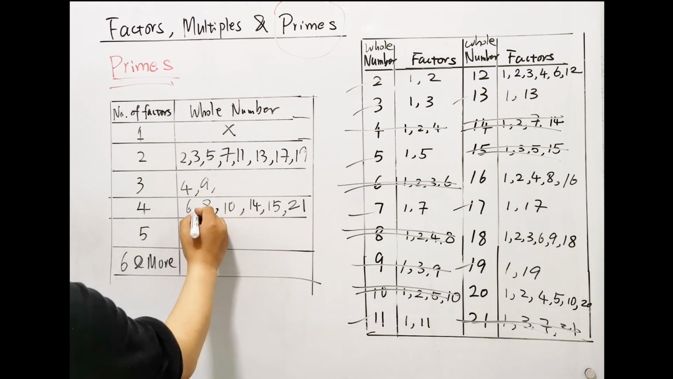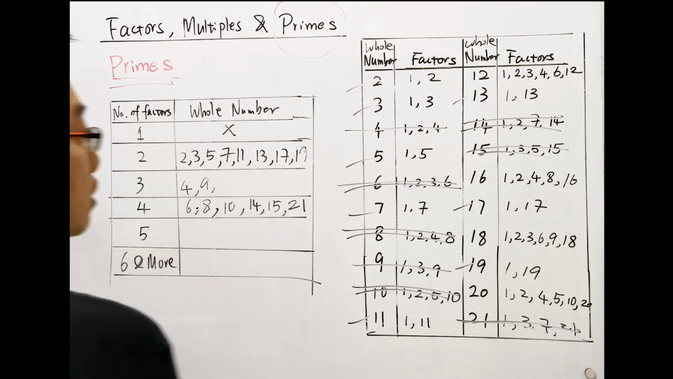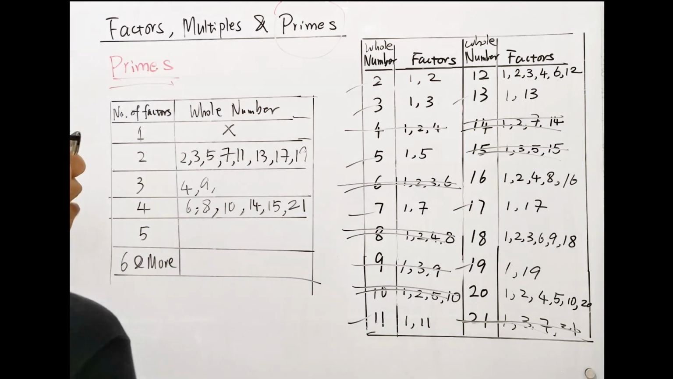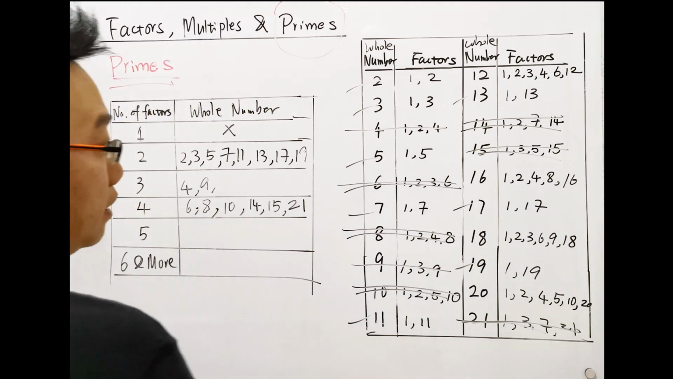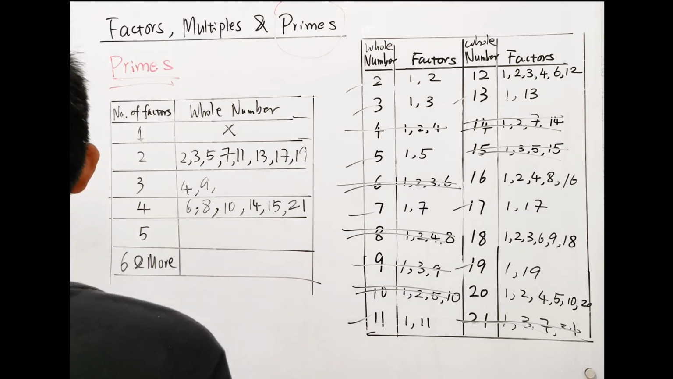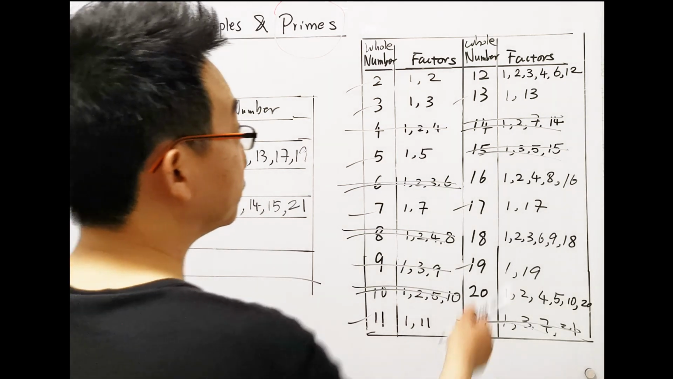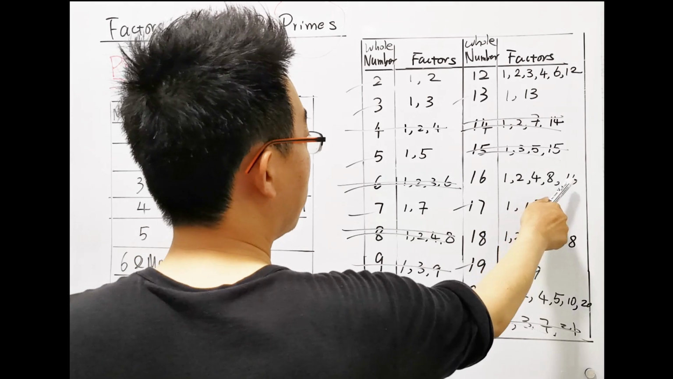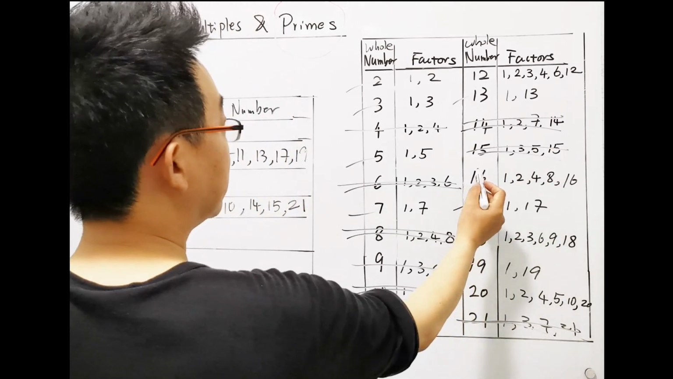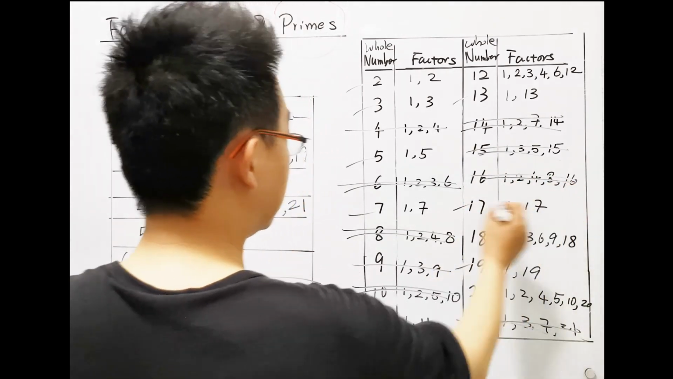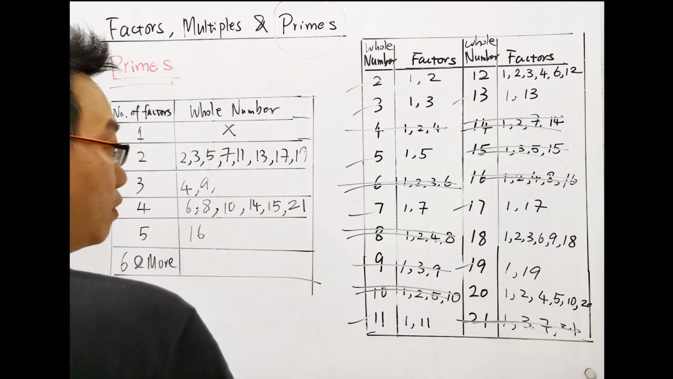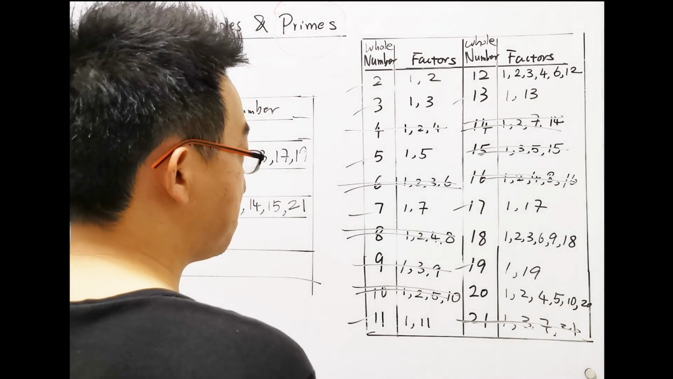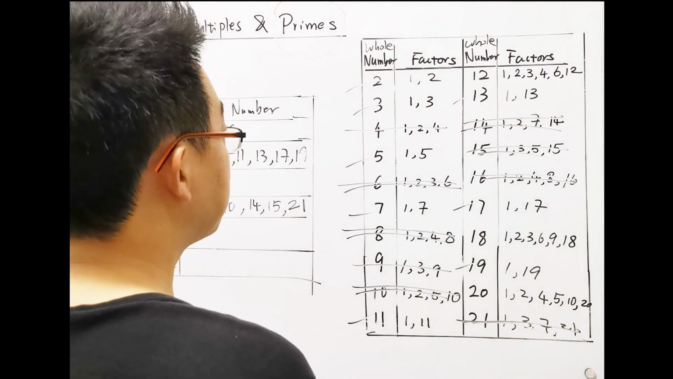So let's look at 5. 5 factors. What do those have? Do we have a 5? Okay. 1, 2, 3, 4, 5. Okay. 16, right? 16 we have 5, right? What else? No, only 16, right?